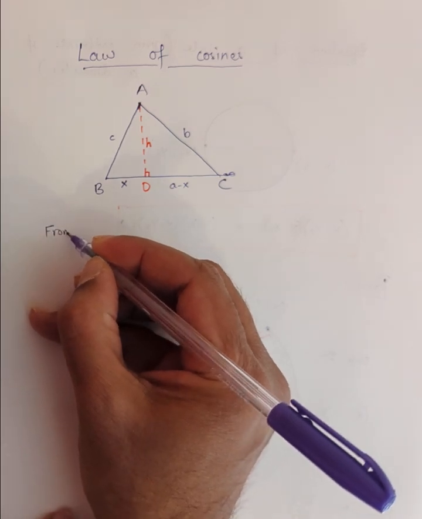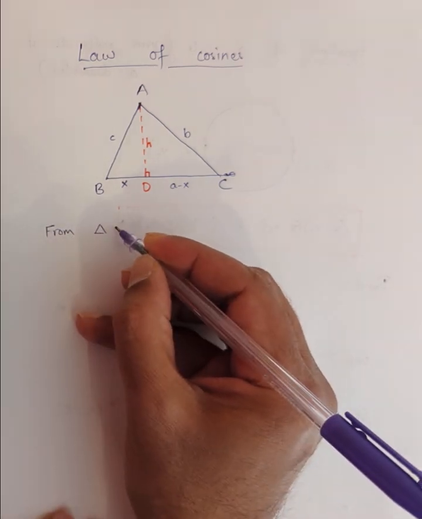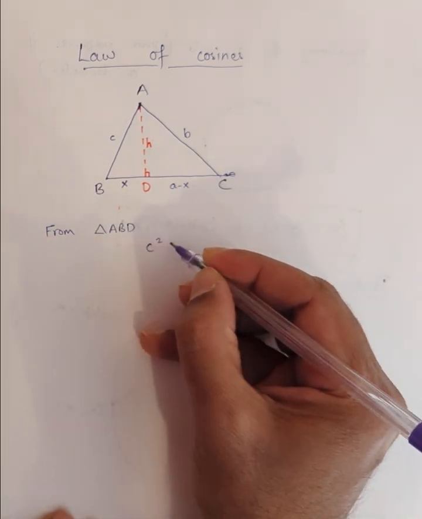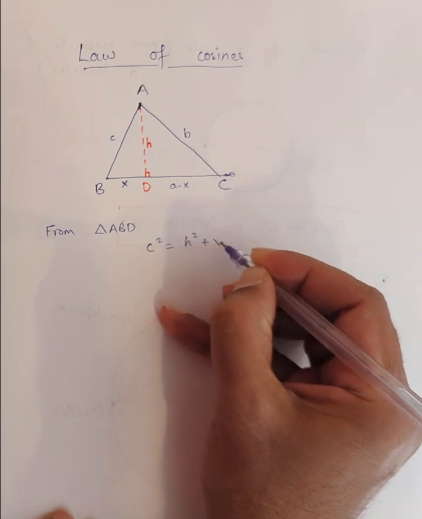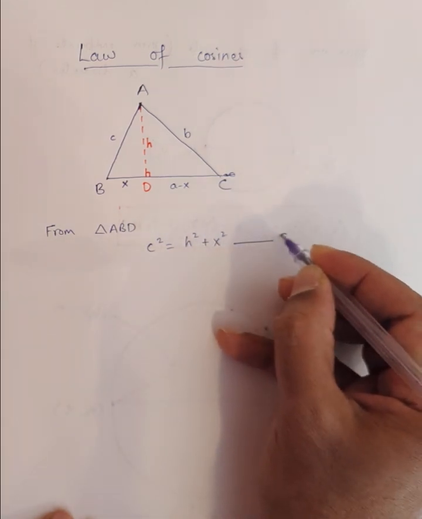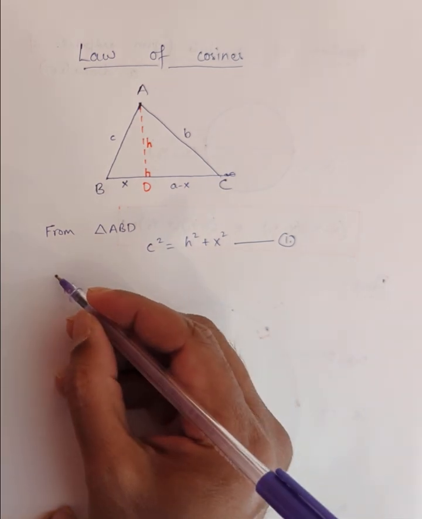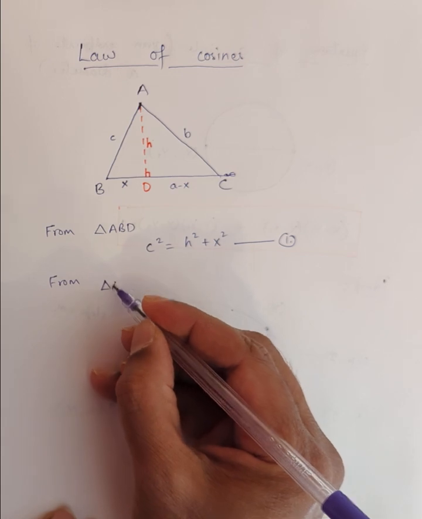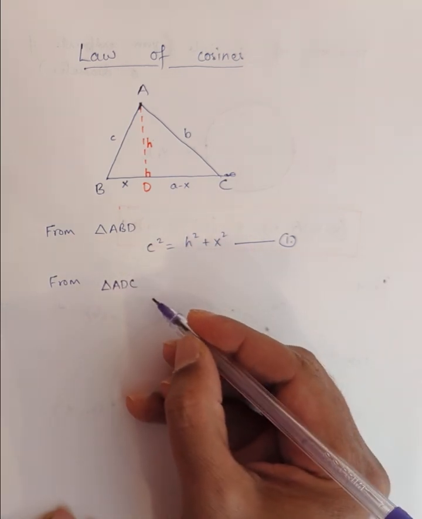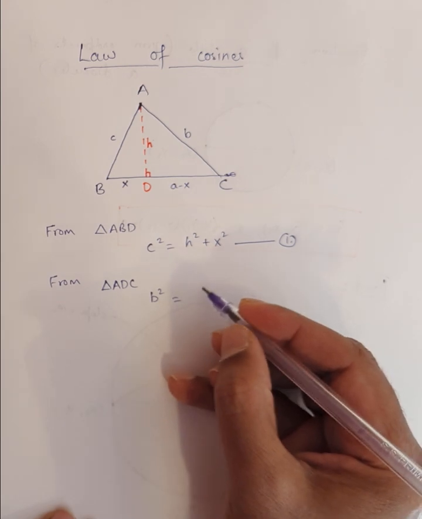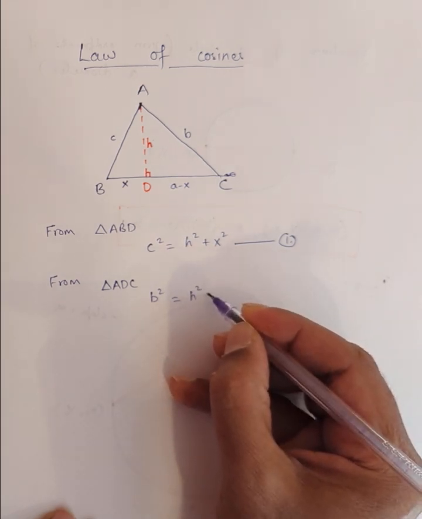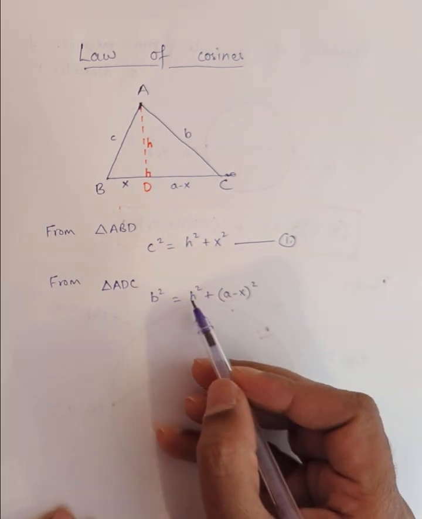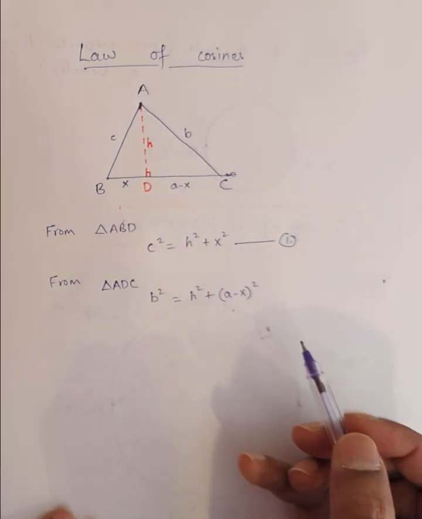So let's write down from triangle ABD, we have c square equals h square plus x square. So call it equation 1. And then look at the other right triangle. From triangle ADC, you get b square equals h square plus a minus x quantity square, because these are the legs, h and a minus x.